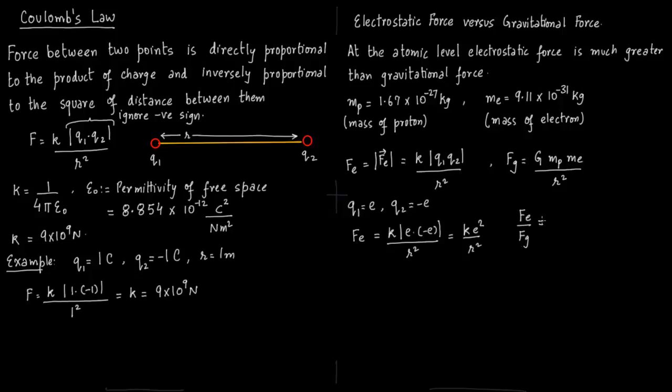The ratio of the electric force over the gravitational force is just K E square divided by the gravitational constant times the mass of the proton times the mass of the electron. Notice that R square just cancels out. Now you just plug in the values. We know the value of K, we know the value of E, and we know the values of G, MP and ME. Once you plug in, you get 2.4 into 10 to the power of 39. So that is the ratio of electric force to gravitational force. You can see that the electric force has much more magnitude than the gravitational force.